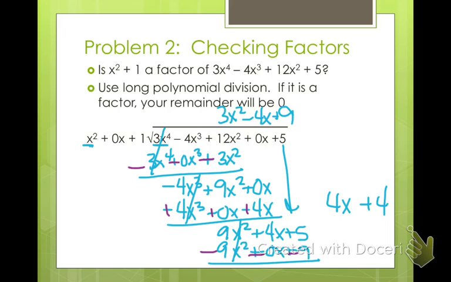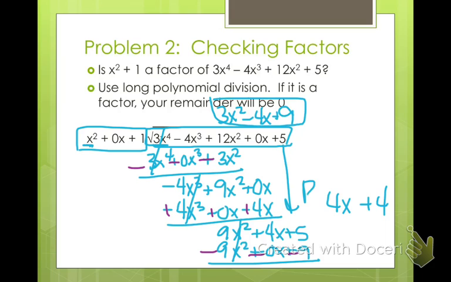So when I divide 3x to the 4th minus 4x cubed plus 12x squared plus 5 by x squared plus 1, I get 3x squared minus 4x plus 9 with a remainder of 4x plus 4. So, is this a factor? It is not, because in order for it to be a factor, you must have your remainder equaling 0. If remainder does not equal 0, it is not a factor.